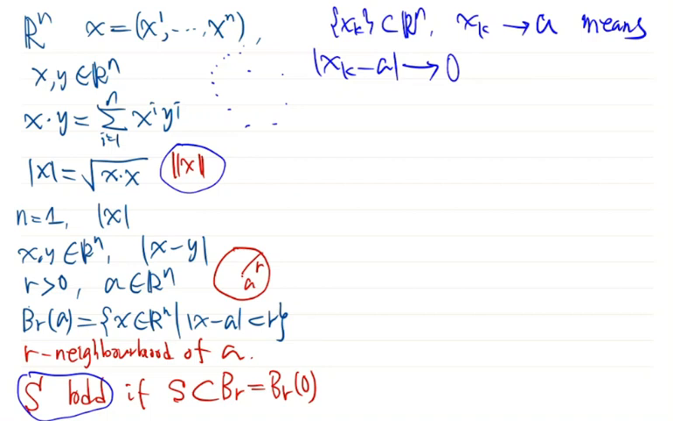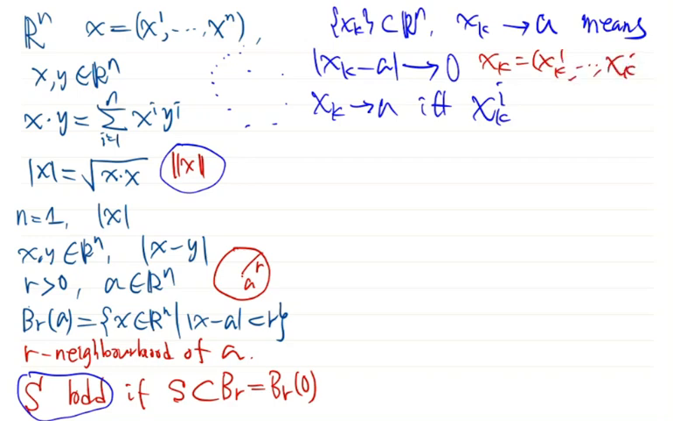And we also proved that xk converges to A if and only if every component of xk, where we denote xk by (xk1, ..., xkn), converges to the corresponding component of A. So this is an important result.